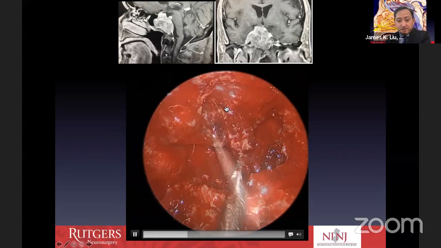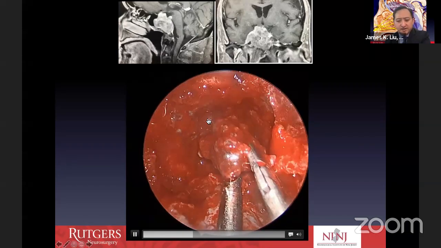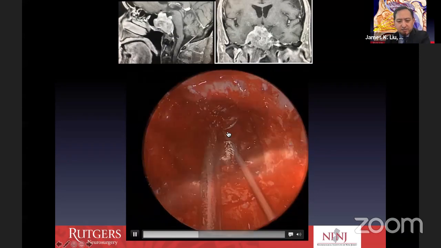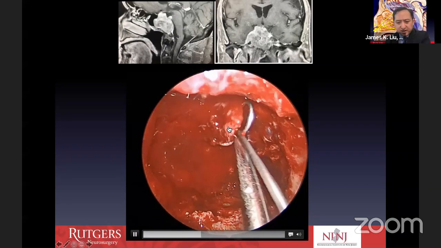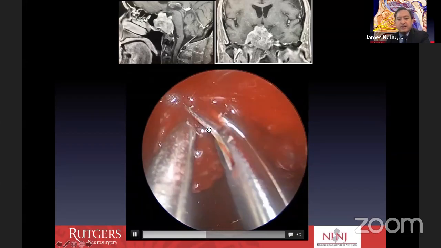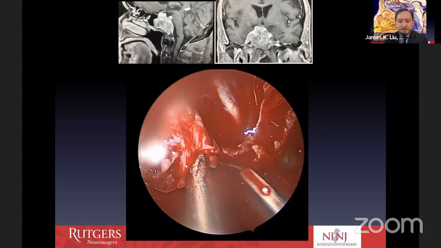And oftentimes, if the tumors are soft and suckable, you can just follow the tumor into the cavernous sinus. So here's the tumor that was going into the cavernous sinus. We simply just follow it. And then what we'll do after we've decompressed the cavernous sinus, we'll go ahead and resect the clival dura. And there's the basilar artery. Here's the basilar trunk.